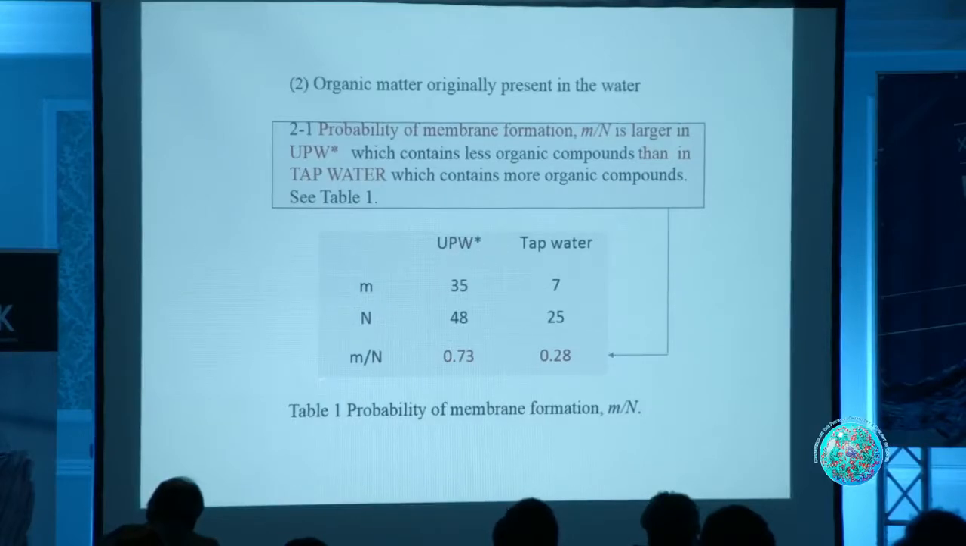The case m by n is larger than for tap water. That is, the probability of membrane formation m by n is larger in UPW asterisk, which contains less organic compounds, than in tap water, which contains more organic compounds.